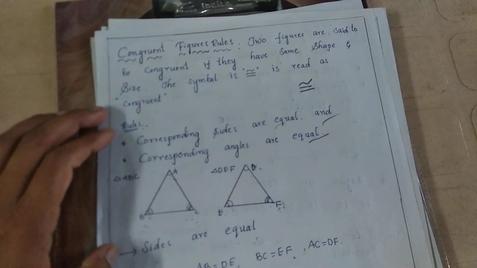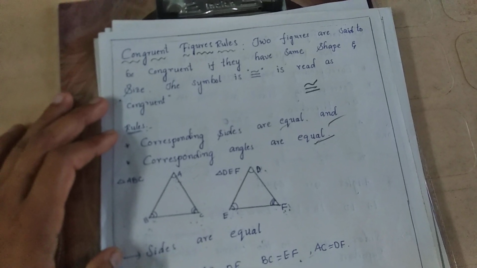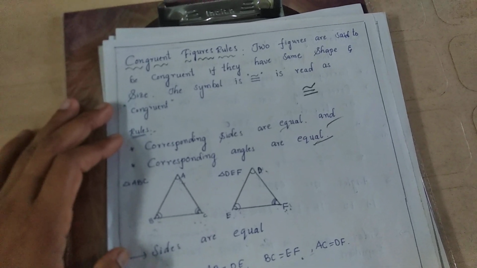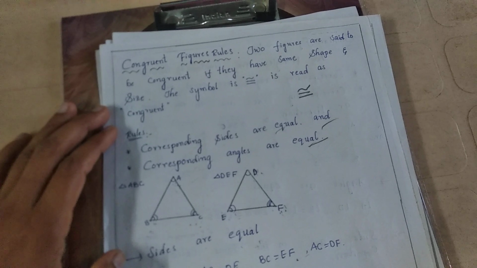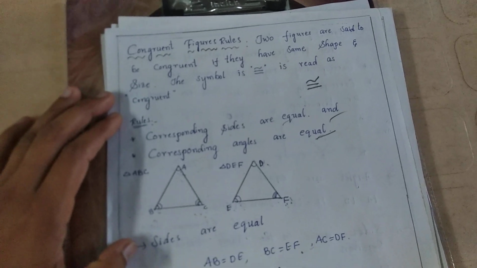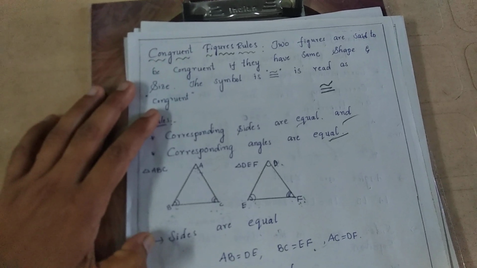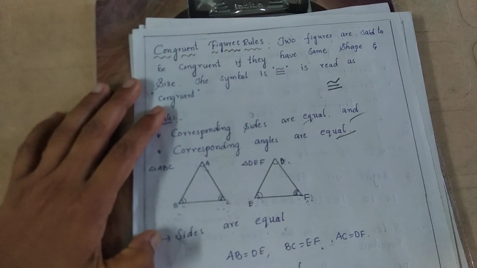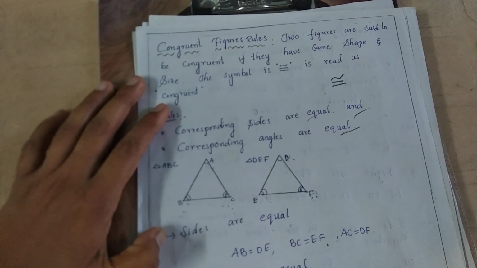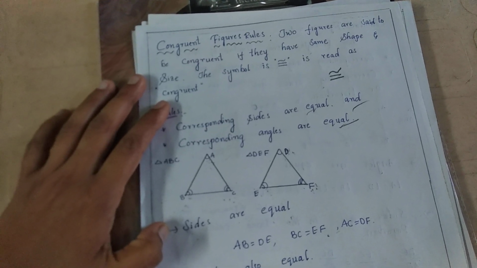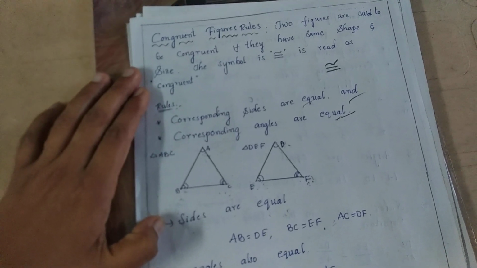Two figures are said to be congruent if they have the same shape and size. The symbol ≅ is read as congruent. Okay, children, did you understand congruent figures? If you take any two triangles where the size and shape are also the same, equal, that is called congruent.